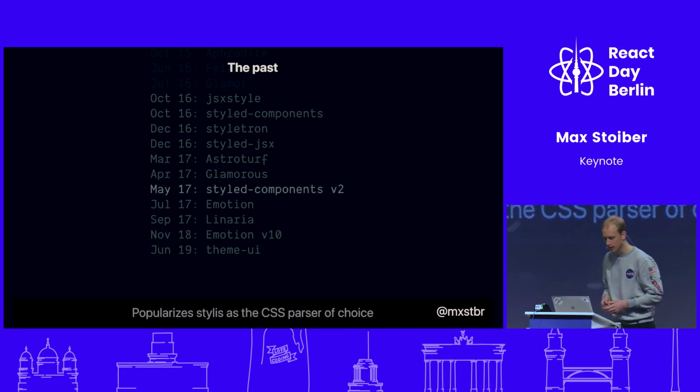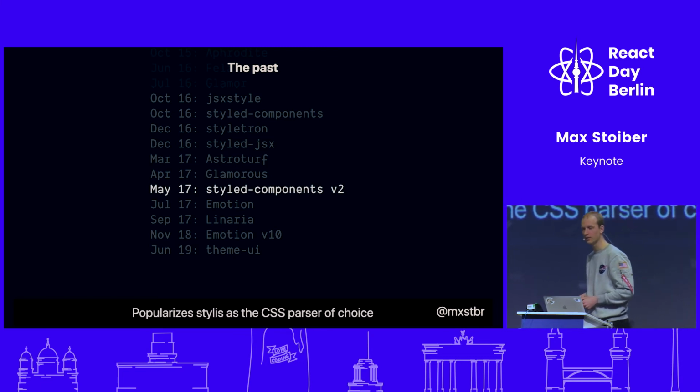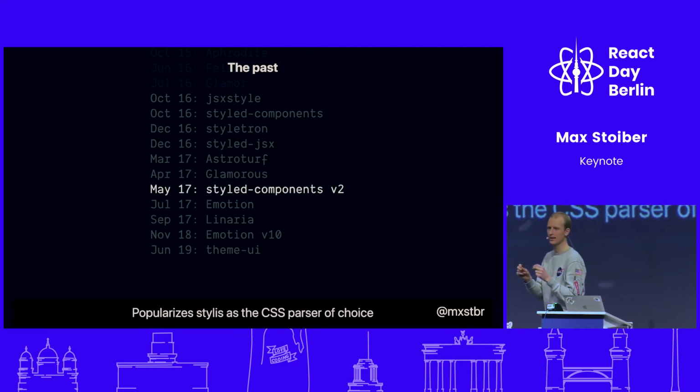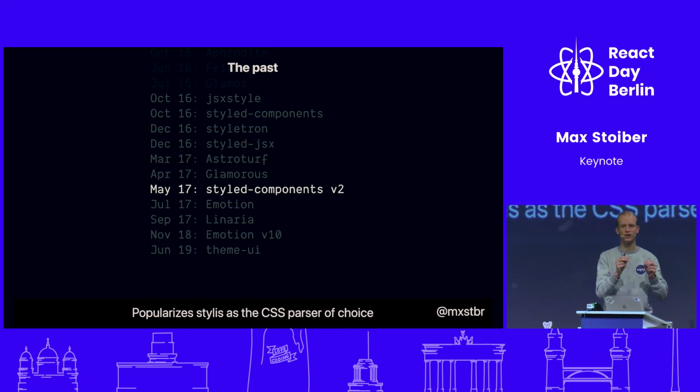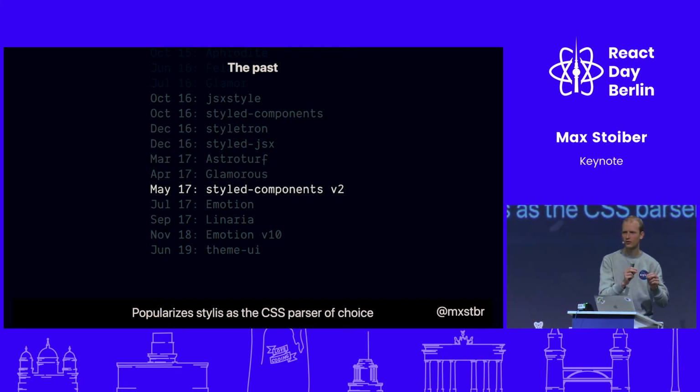In May of 2017, I announced Styled Components v2. And the really important point about Styled Components v2 is not Styled Components. It's that we used a new CSS parser. And that CSS parser is called Stylis.